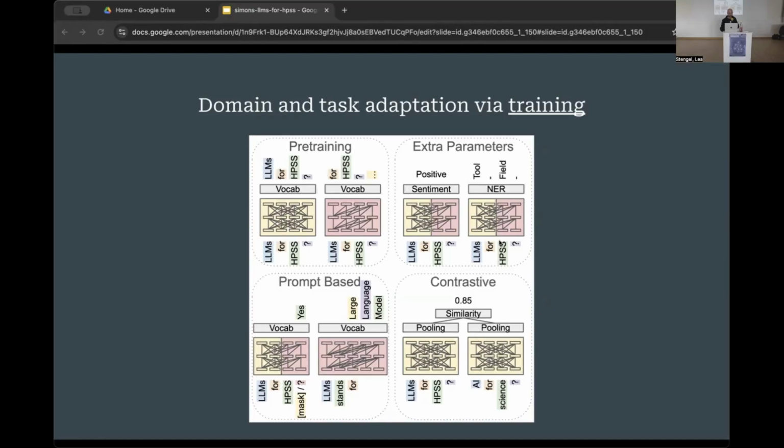But we can also use these pre-trained models on the top, for example, and then put some extra layers on top and train them to be classifiers, for example, for sentiments or for named entities. We can also do some prompt-based stuff, but I will not go into this.